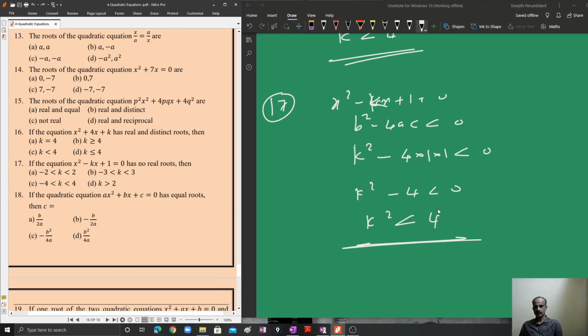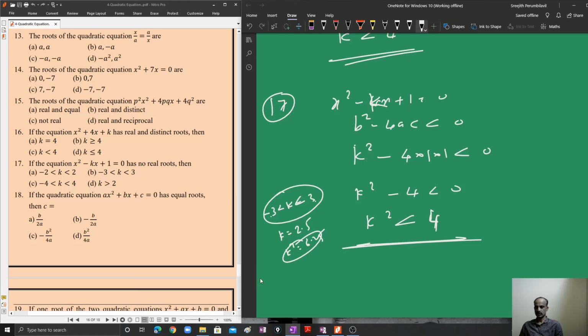Those who have already started preparation for their IIT foundations and all, they will be writing directly the answer, but we can go that way. Which value? Suppose I take this value, k lies between minus 3 and 3. Let us take a value like this, 2.5. I will take k is equal to 2.5. What is the k square? 6.25. That means it's not less than 4, k square should be less than 4.